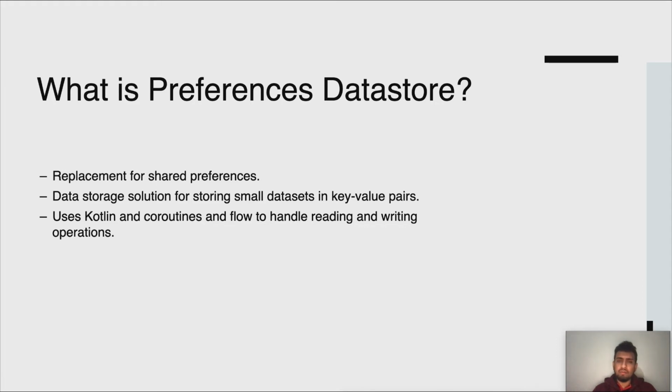There were some issues with the shared preferences that data store actually resolves and works better. The first thing is that it uses Kotlin and coroutines and flows to handle all the reading and writing operations. That makes it much faster and more reliable as compared to shared preferences.